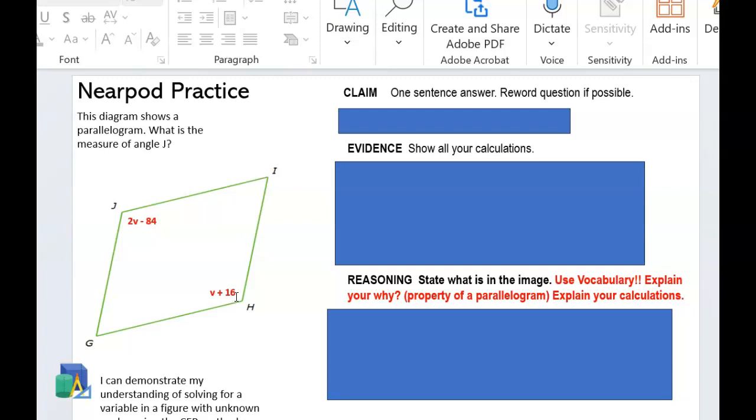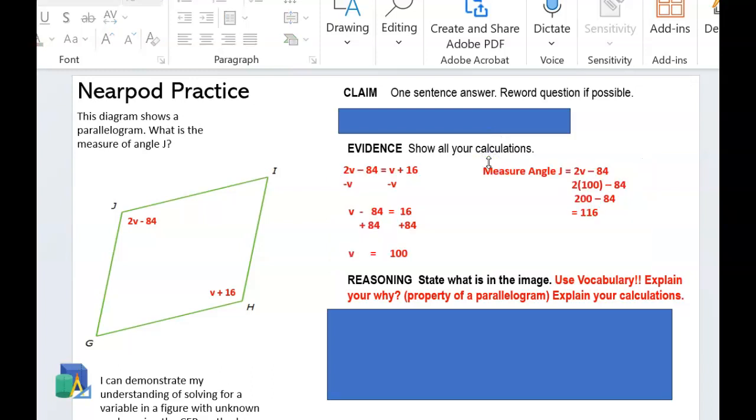And so the first thing you want to do with the CER is your evidence, which is all of your calculations. And so if we go over here to the calculation section, I'll just uncover the whole thing. This first line here, I'm going to highlight it. That is your equation. Because opposite angles of a parallelogram are congruent, you could set them equal to each other. So 2V minus 84 is equal to V plus 16, and that is my first equation.